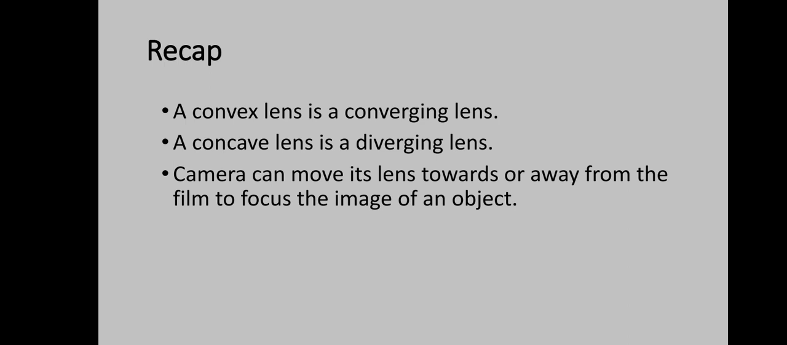A camera can move its lens towards or away from the film to focus the image of an object. Yes, a camera can move its lens, or we can say that a camera can zoom in and zoom out its lens towards or away from the film. It depends upon the location of the object in front of the camera, so that a focused or sharp image of the object can be recorded on the film.